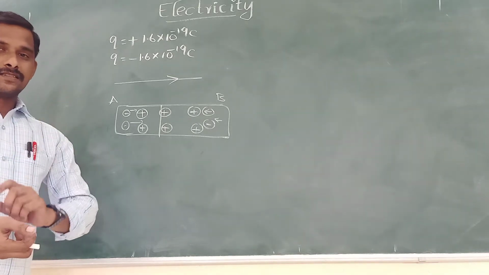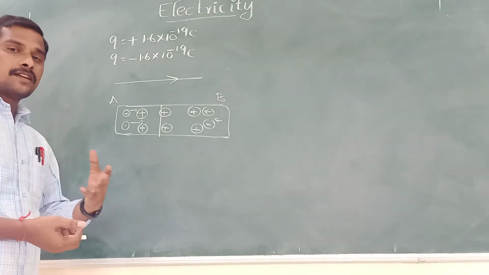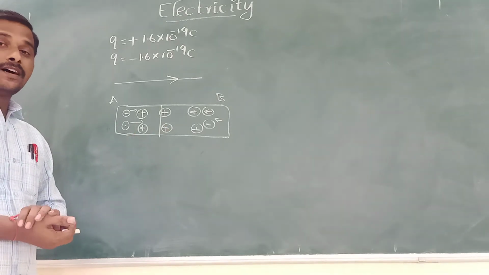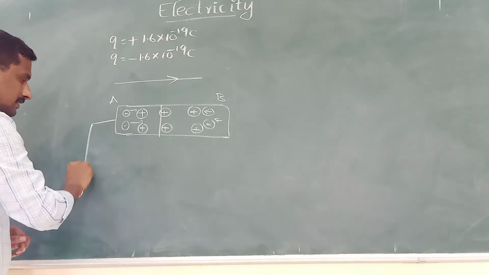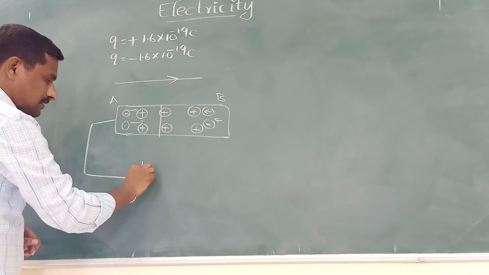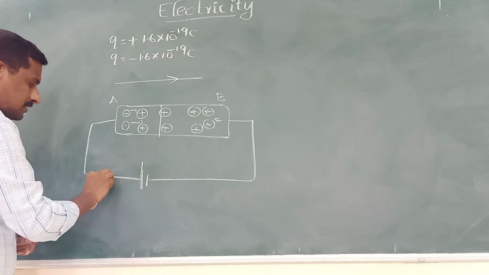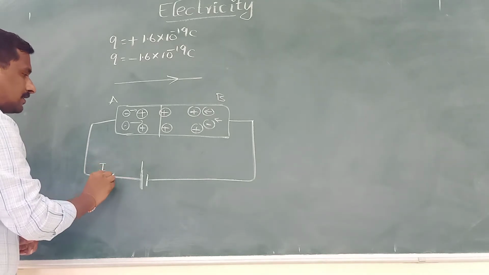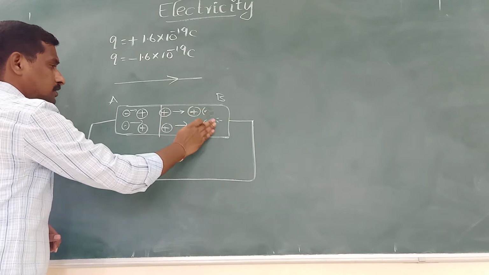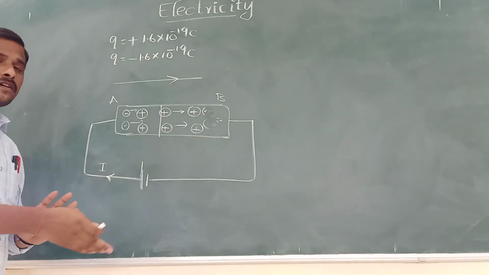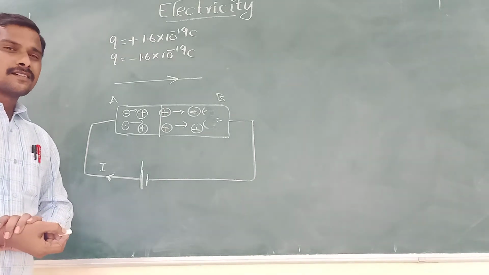Then when it is connected to a source, a cell or more than one cell, it will send the electrons in a particular direction. Let's see: suppose this current carrying conductor is connected to a cell. Now this is the direction of the current. All the electrons will move in a particular direction. Then we can say that the net amount of charge is not equal to 0.